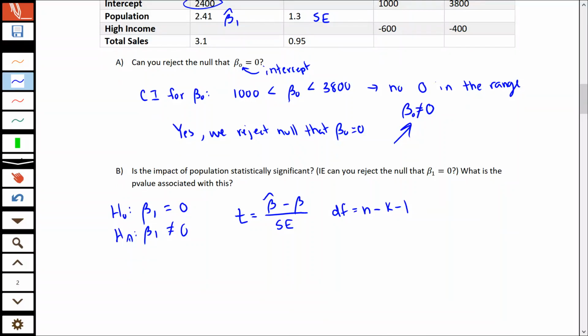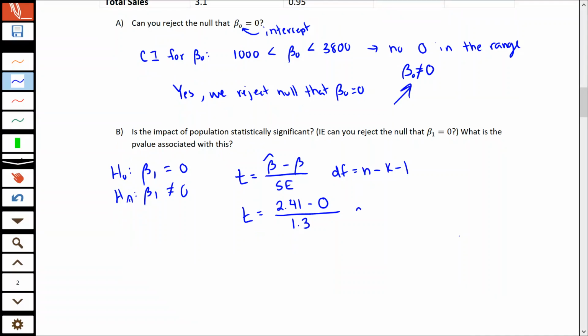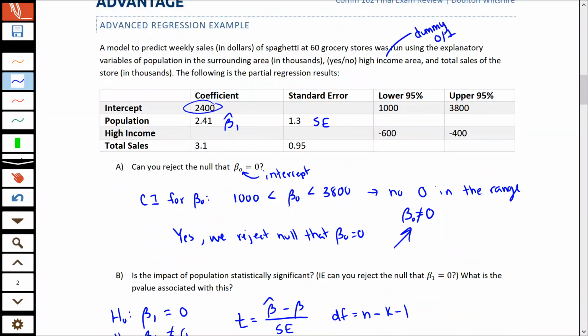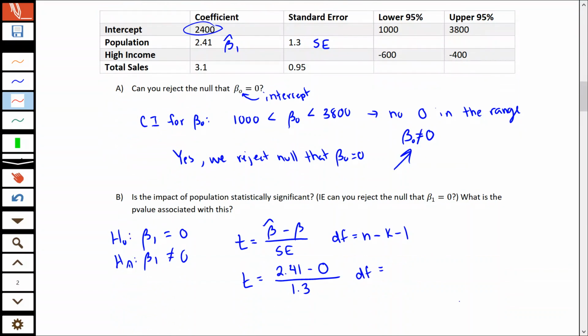So when we go to do our calculation of t here, our beta is 2.41, the other beta is coming from our hypothesis. We currently believe it should be 0, and the standard error is just 1.3. For our degrees of freedom, well, we need to know what is our sample size n. And if we go back up to our problem, it says that we use this model at 60 grocery stores. So we've got n equal to 60 there.